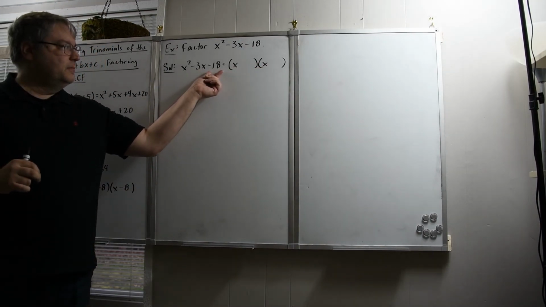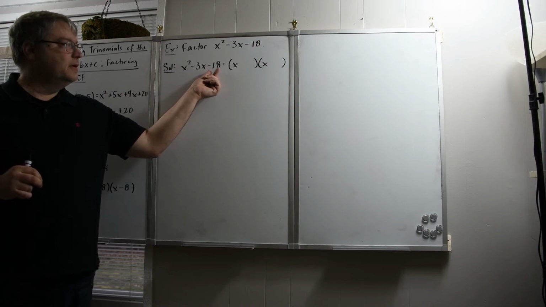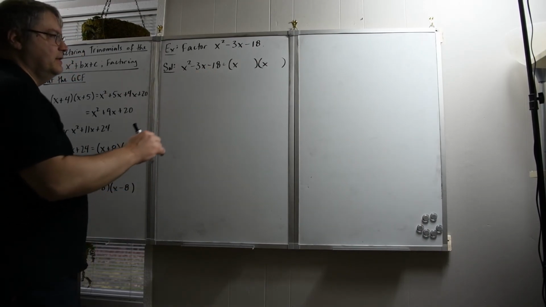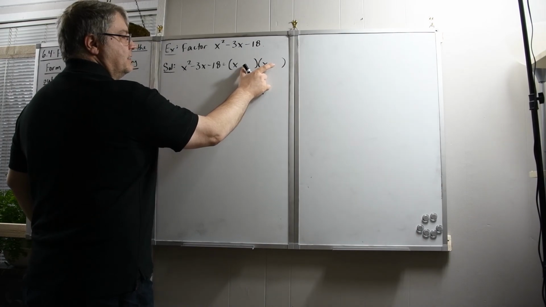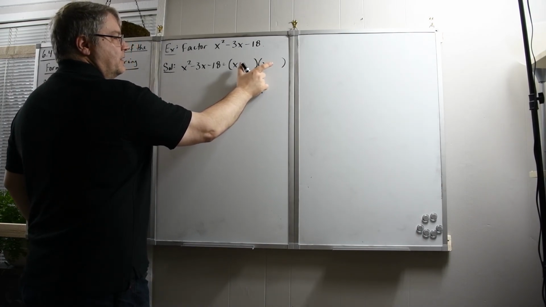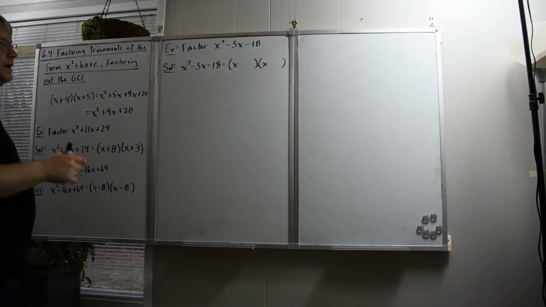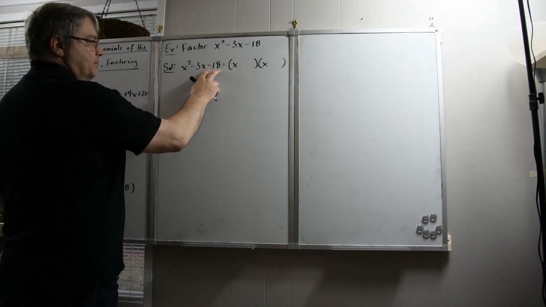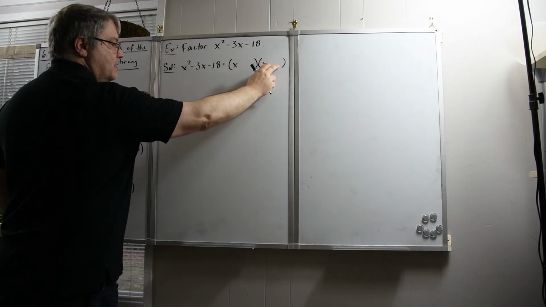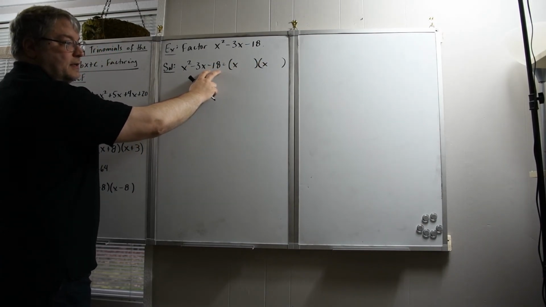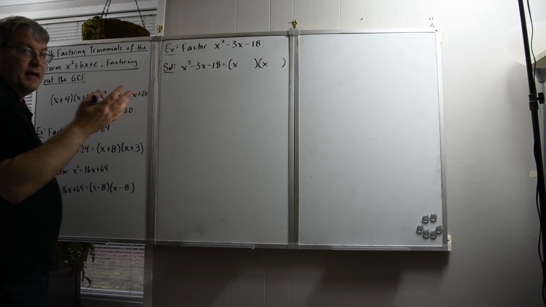Now we're still going to be generating the x squared by x times x. But with this negative 18 being negative, what that's going to tell us is that we're going to have one of each sign here and here. So one of the signs is going to be positive, the other one is going to be negative. The reason for that is the numbers that go here and here have to multiply together to give negative 18. The only way that's going to happen is if they have opposite signs.